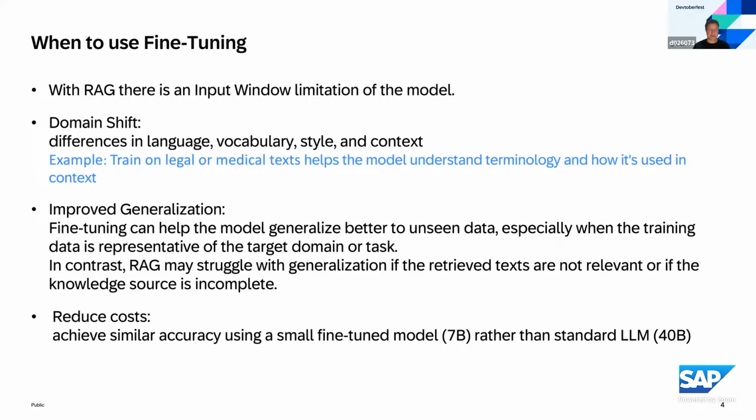Also, there is another advantage. You can use smaller large language models. So in comparison, there is a 7 billion model which can be served on 1 GPU and is fine-tuned. And the response quality of such a smaller model can be on par with the standard ChatGPT, which includes 40 billion weights and has to be served on 4 GPUs. And this can significantly reduce the costs to run a fine-tuned model and get the same or similar response quality.